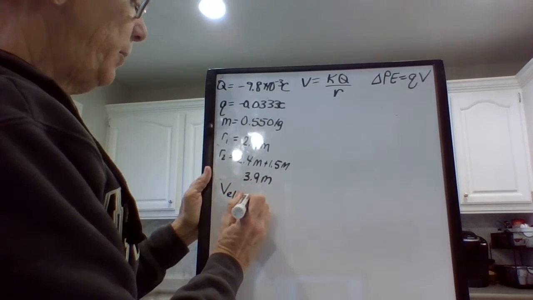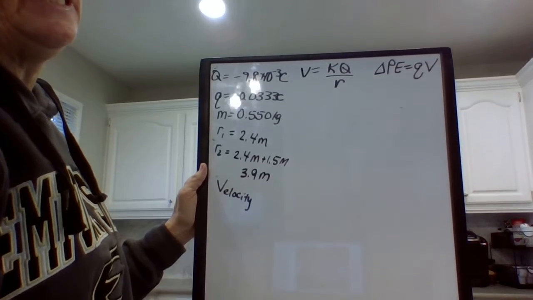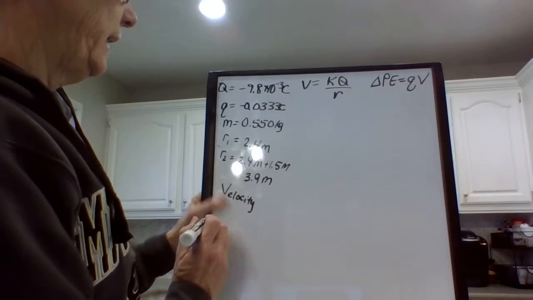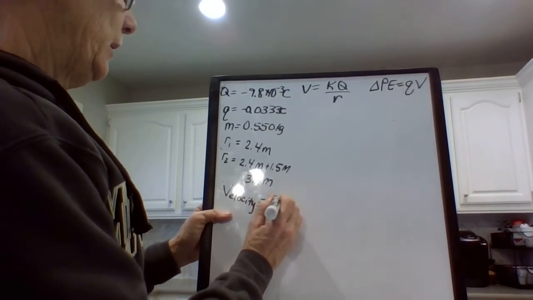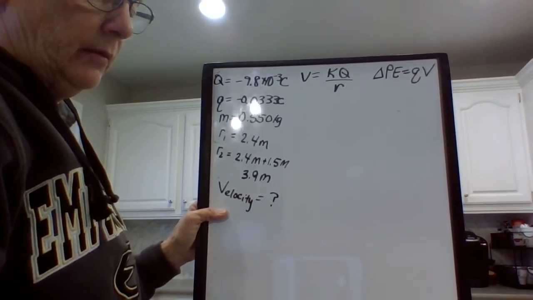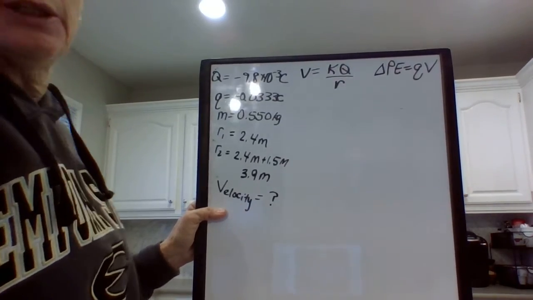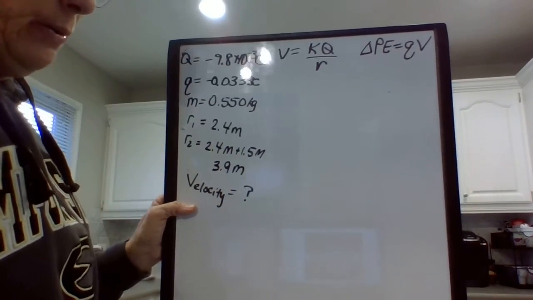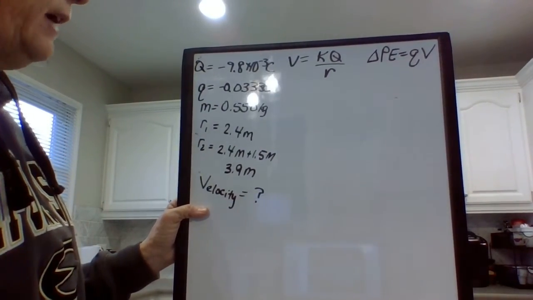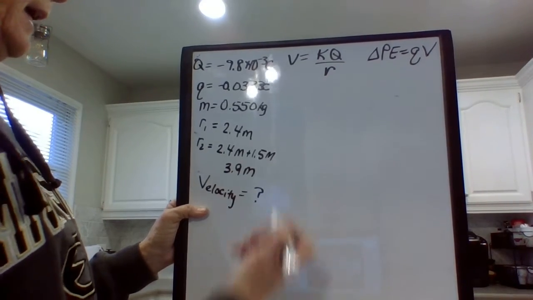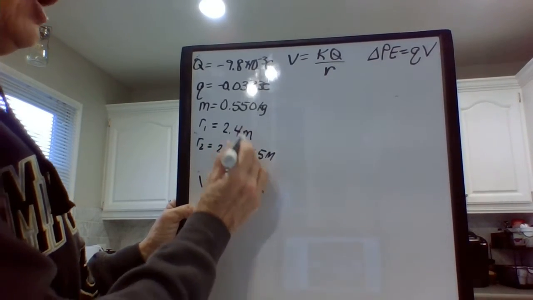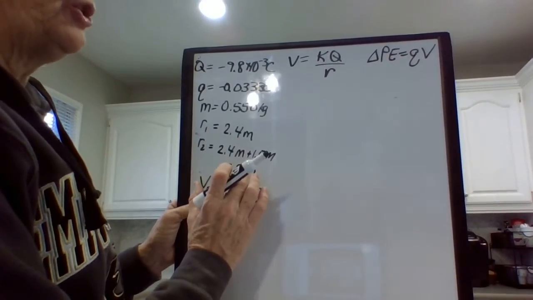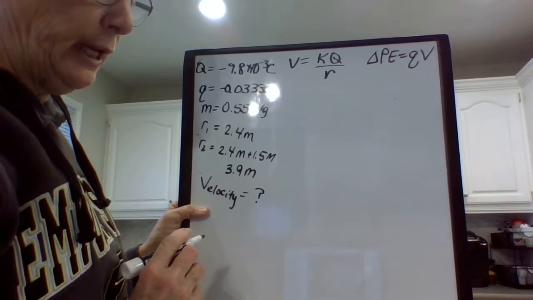Now this is another place where I get confused because V can stand for electric potential or velocity. In this case, it's standing for velocity. That's the unknown that we're trying to find. So initially, the object is at rest, so it's all potential energy. So what we want to do is find out what the change in potential energy is as it moves from here to here. All of the energy, the potential energy that's lost, has been converted to kinetic energy.